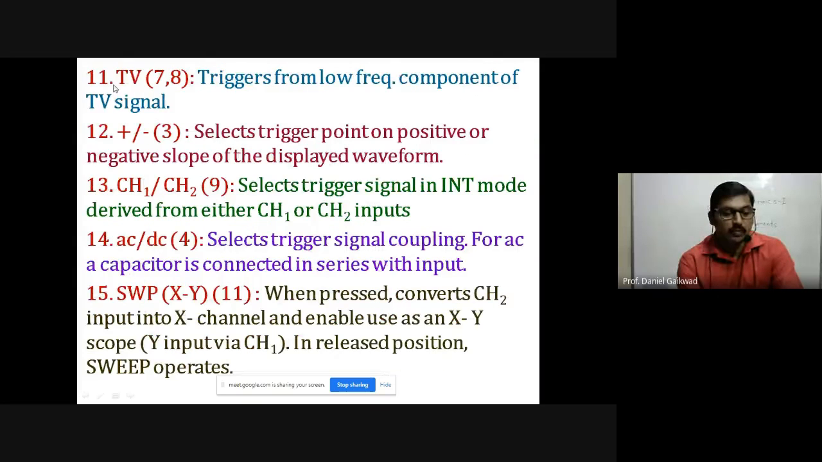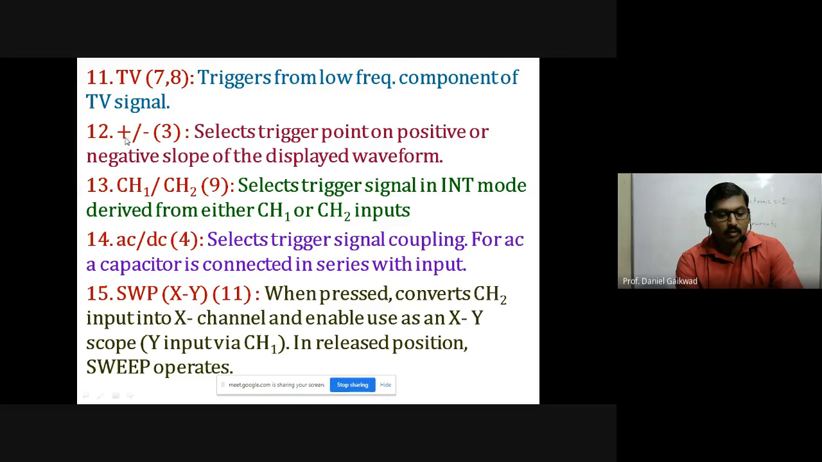Okay, next 11, TV, 7 and 8. Trigger from low frequency component of TV signal. So triggering can be done with the help of the low frequency component of the television signal. So we can have the television signal, and from that we can trigger the beam in horizontal direction.